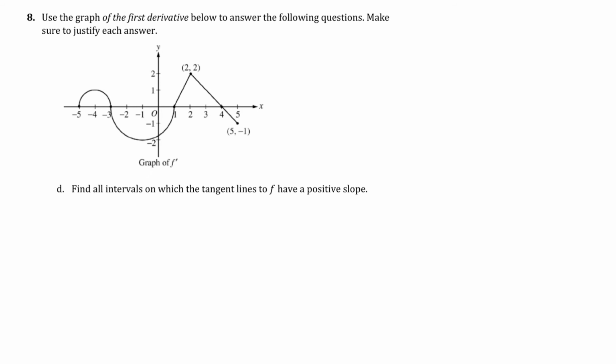For the final part of this problem, we're looking to find all intervals on which the tangent lines to f have a positive slope. When we're saying this, this kind of means two things for us. It means that f is increasing, or you could say that it means that f prime is positive. Because if f's tangent lines have positive slope, that means that the derivative is positive there.